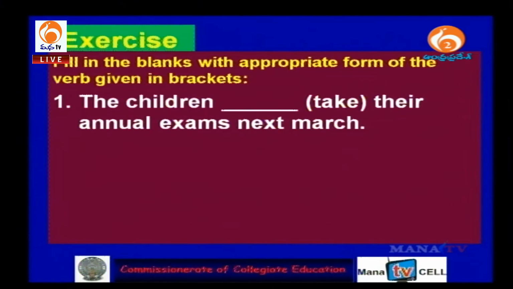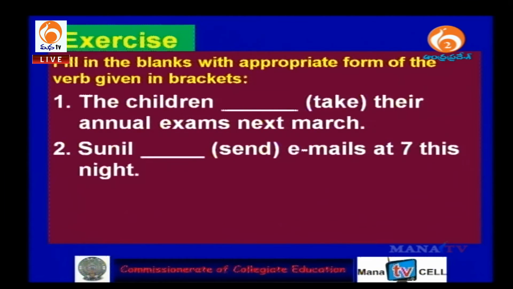Now, we will have a few examples. Let us go through them very quickly. We are supposed to fill in the blanks with the appropriate form of the verb given in brackets. Normally, we come across such examples in our examinations, in our semester examinations. The first sentence goes like this: The children dash their annual exams next March. That means the action is supposed to take place in March. That's why we use will plus V1 to fill the blank.